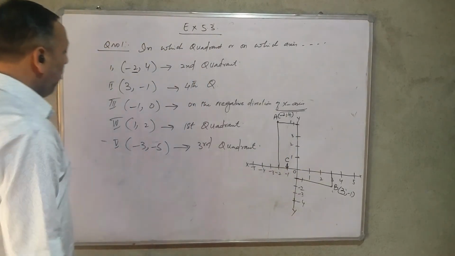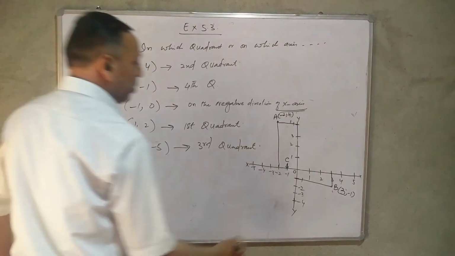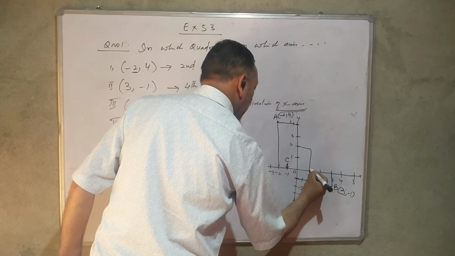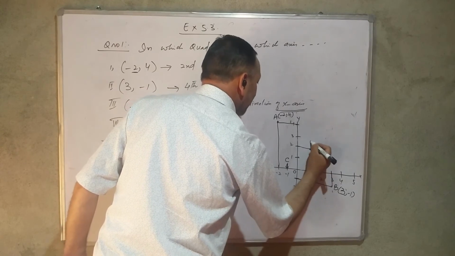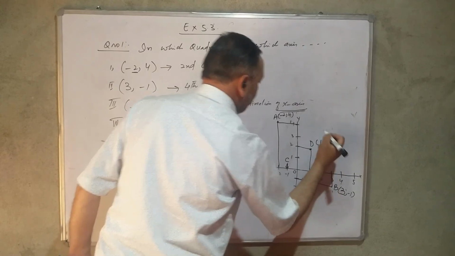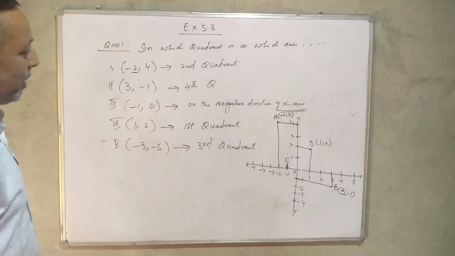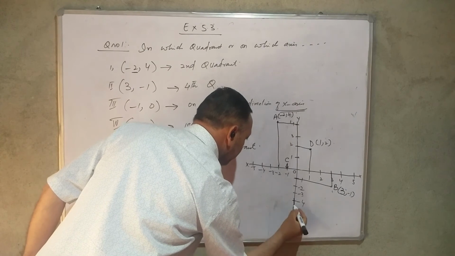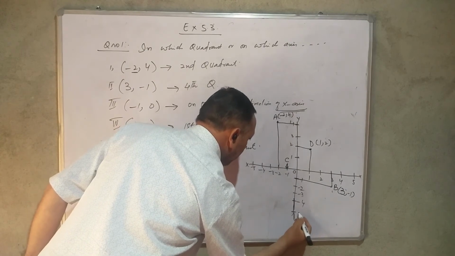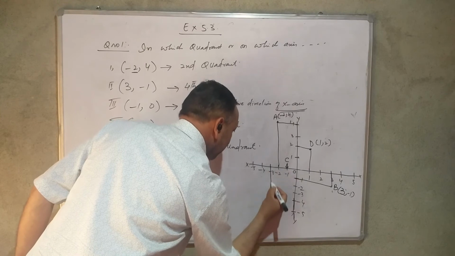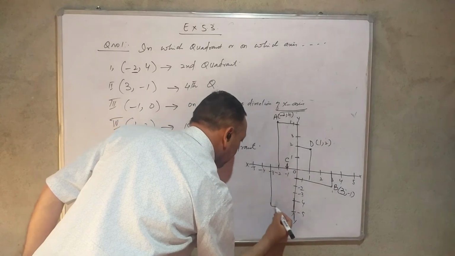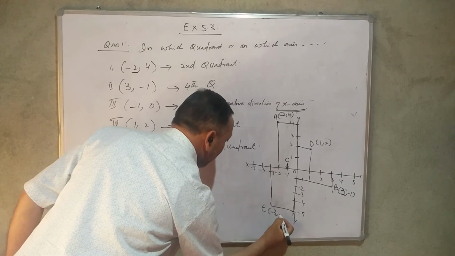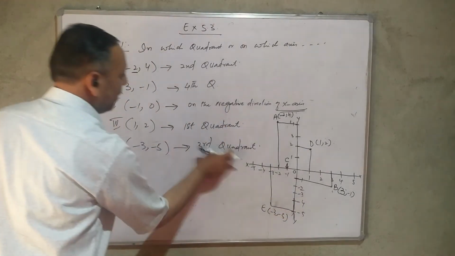Then (1, 2). It will lie in the first quadrant. 1 and 2. Let me name this as D. Then (-3, -5). This is -3 here, and this is -5 here. Let me name this point as E. This is (-3, -5). It lies in the third quadrant.